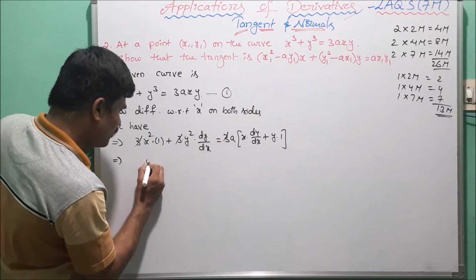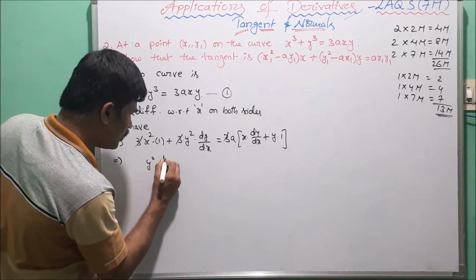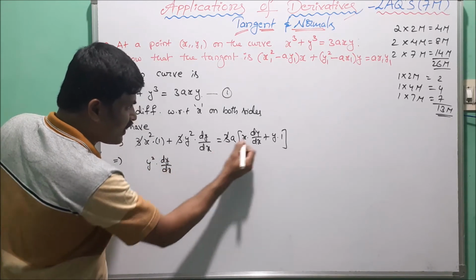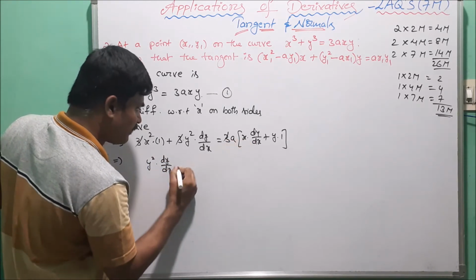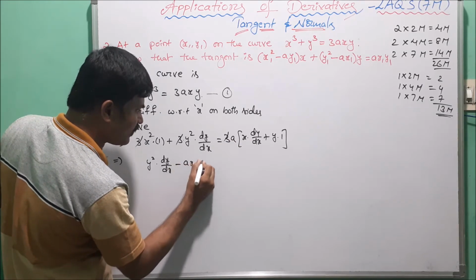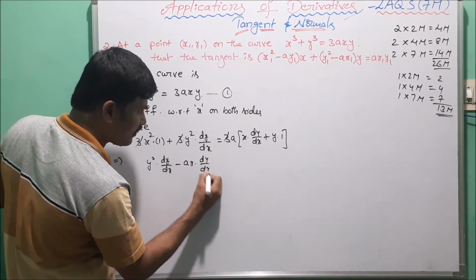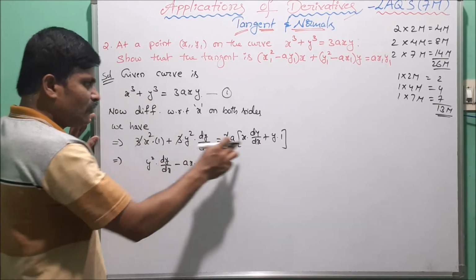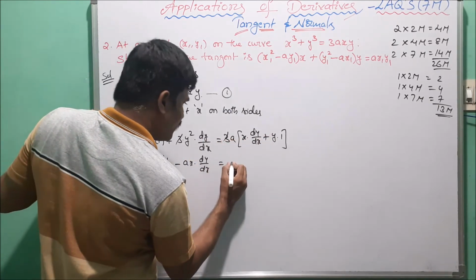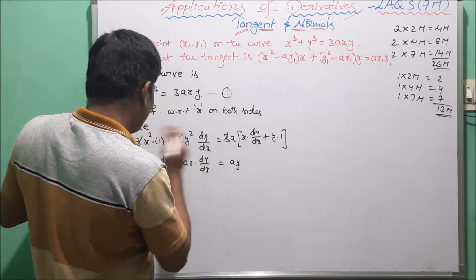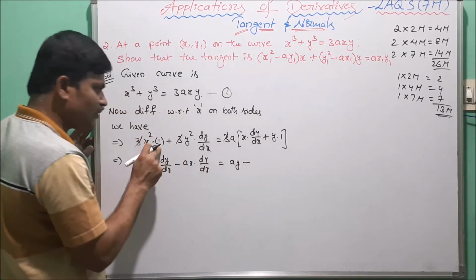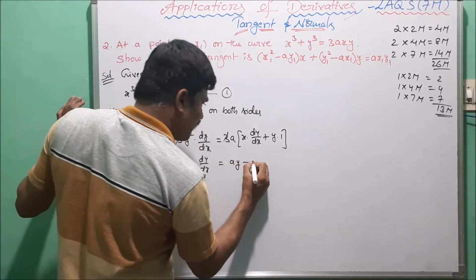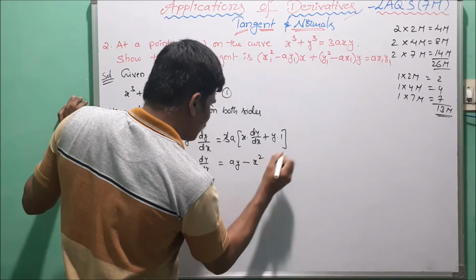First we write y square into dy by dx. Here we take multiply with a, that means minus ax into dy by dx. We take left side. Similarly in that we write a into y, ay minus x square. Here x square into 1 can be taken to right side, that is minus x square.